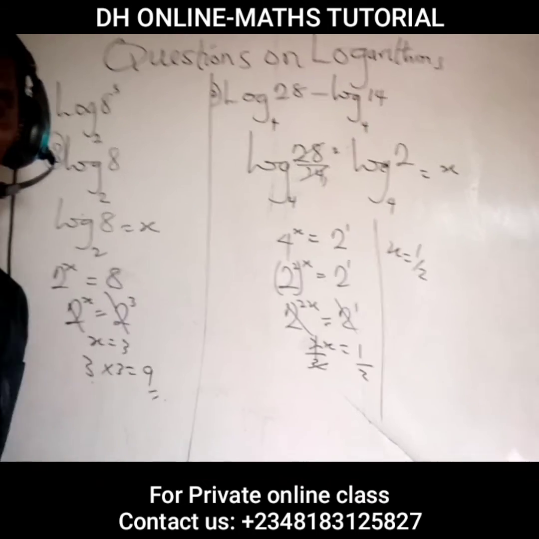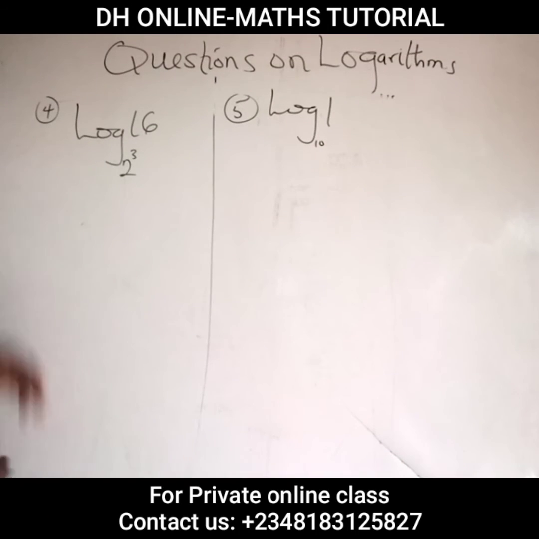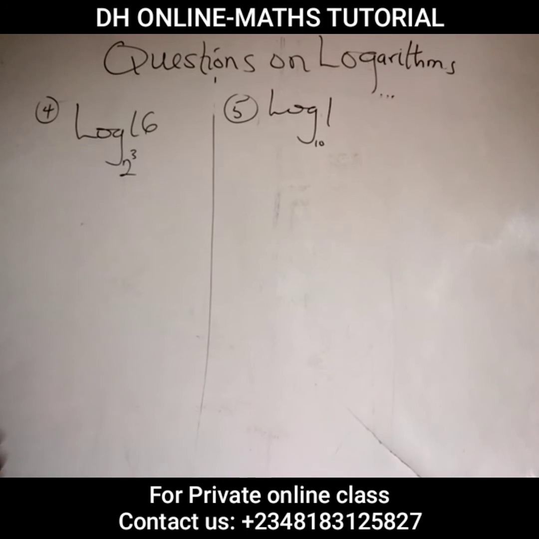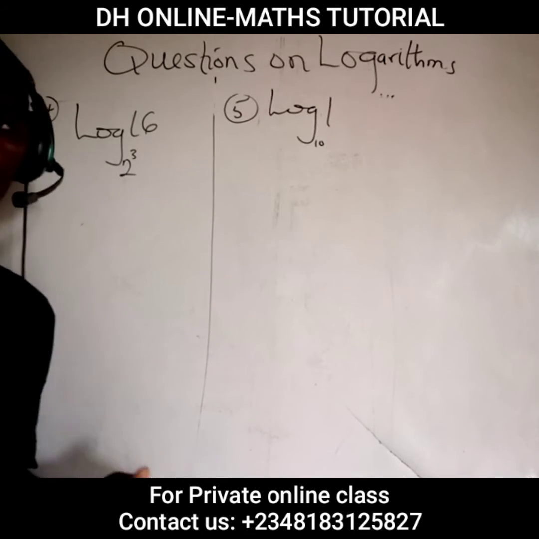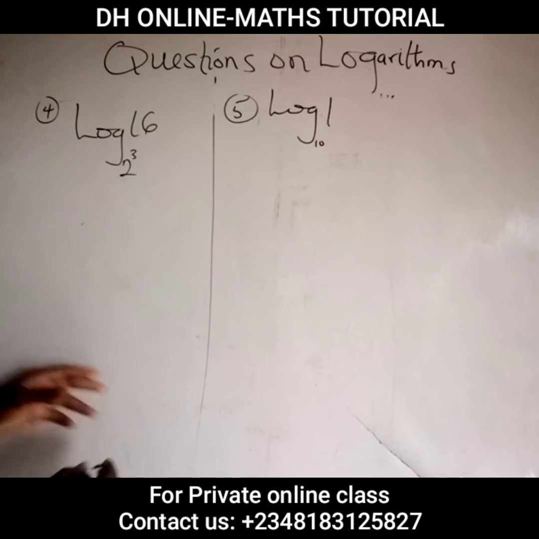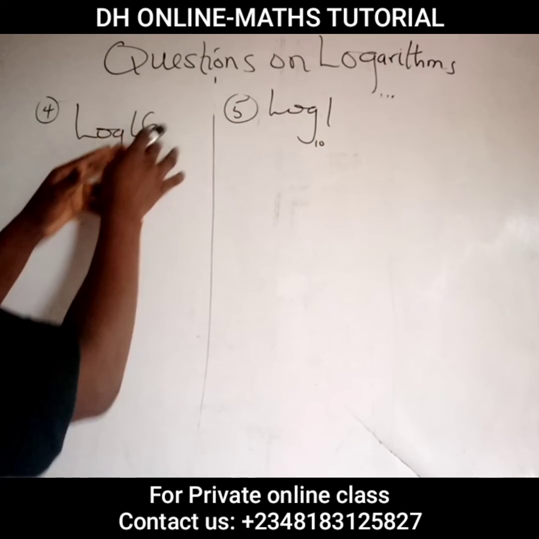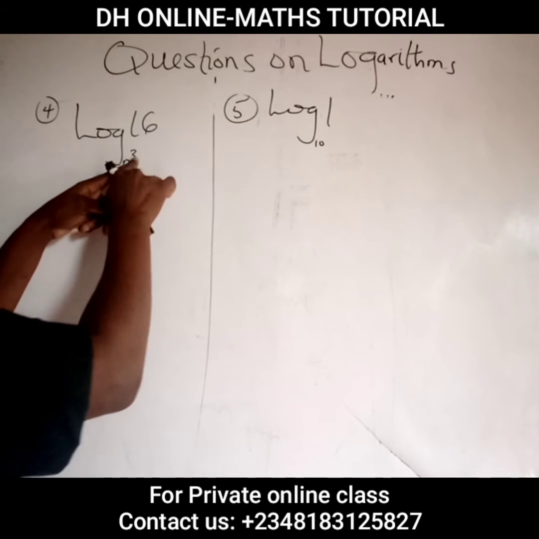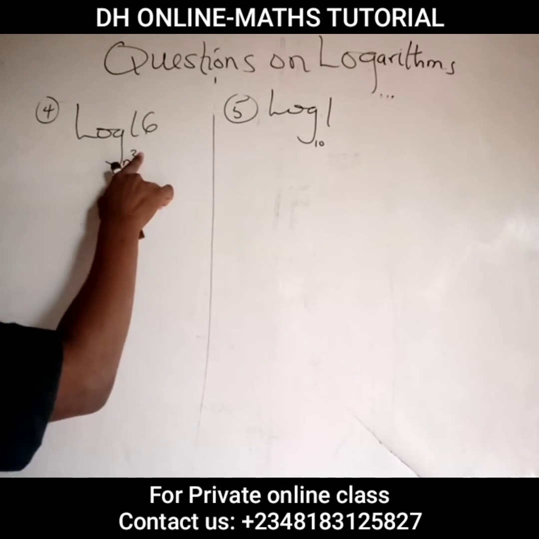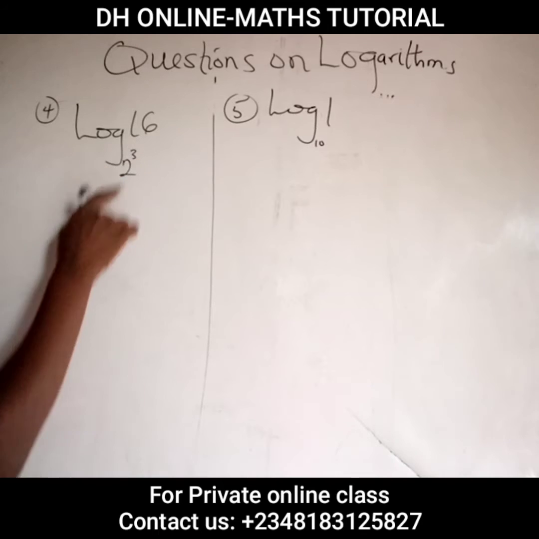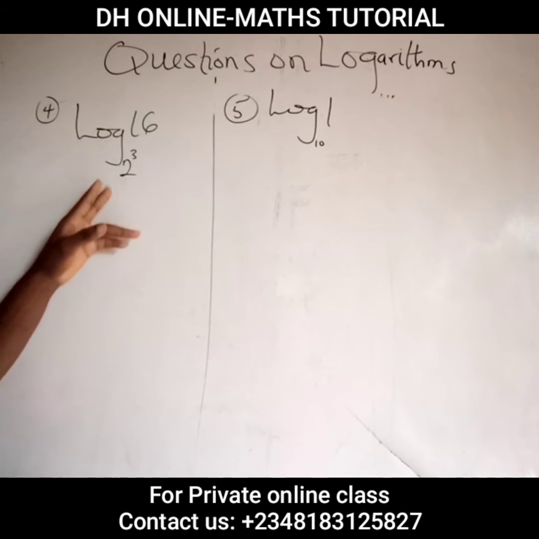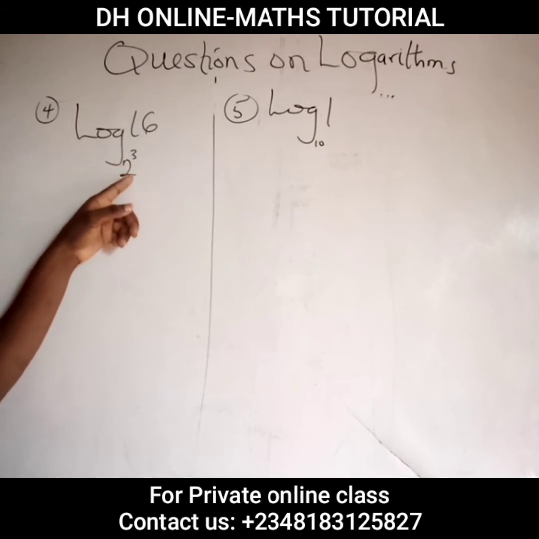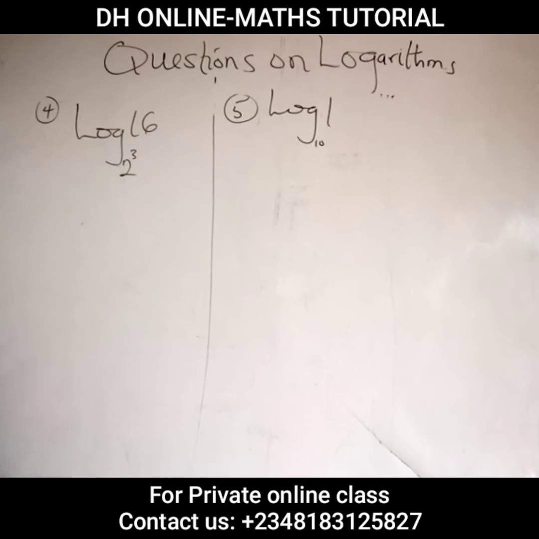So that is how to go about this. So let's solve more questions. Right, so question 4 and question 5. Now this question 4 supports the law of power of the base. The law of power of the base tells us that when we have log 16 to the base of 2 to the power of 3, that means if you look at this one very well, the power is on the base.